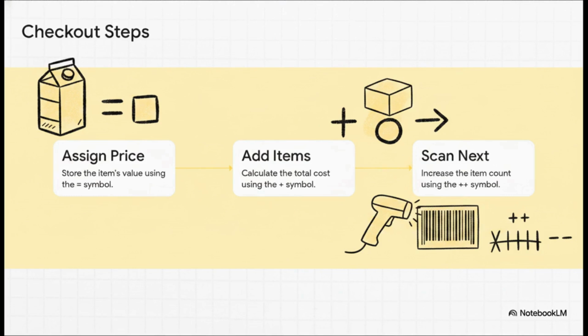Step 2. Calculating the total. If a customer buys one item for 100 rupees and another for 50, you use a plus sign to get 150. That plus sign, that's an arithmetic operator. Step 3. The physical scanning. As the cashier scans items one by one, the system uses an increment operator, which is written as ++, to instantly increase the item count by 1. And hey, if the customer changes their mind and takes an item back off the counter, the system just uses a decrement operator, or --, to reduce that count.